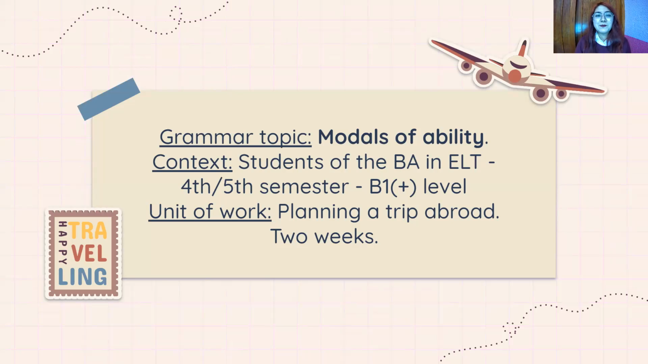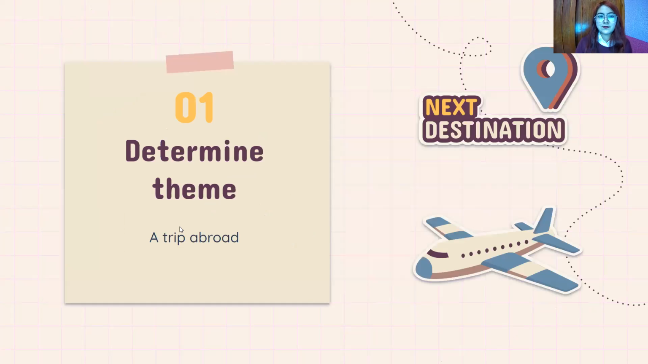The unit of work is planning a trip abroad, and it will take place during approximately 2 weeks. That can be like 10 hours of class. Now, following the 6-step framework, the first one is to determine the theme, which in this case is a trip abroad.